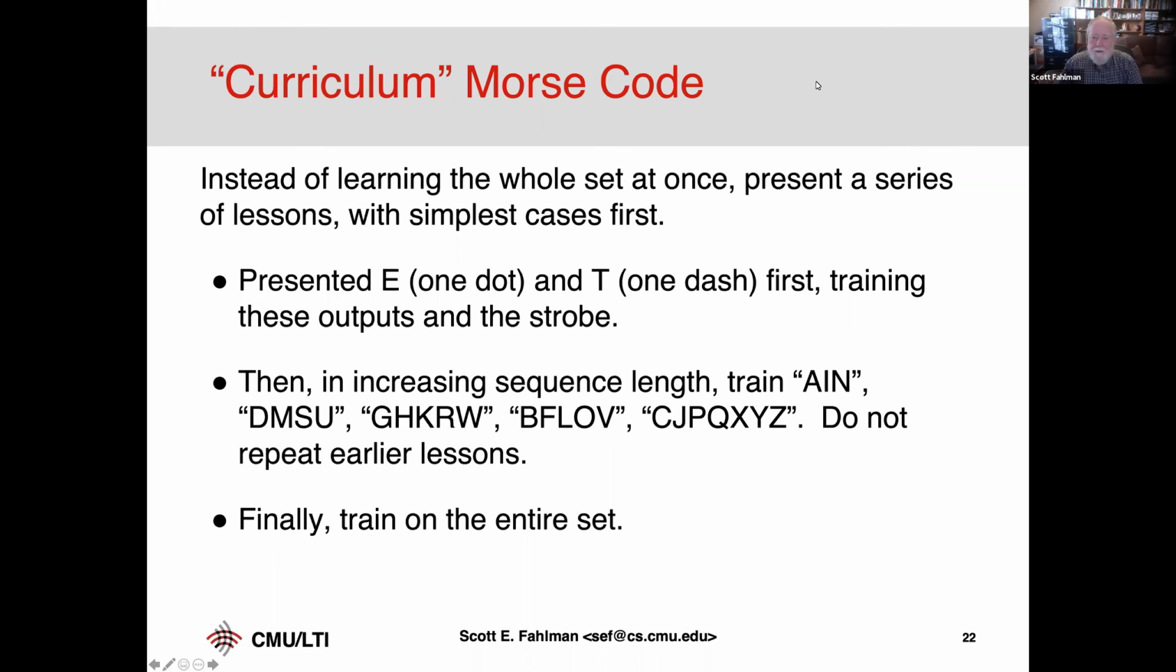And it occurred to me that we might try curriculum learning on this problem. So instead of learning the whole set at once, we present a series of lessons with the simplest cases first. So E and T are the shortest ones. E is 1, 0, T is 1, 1, 0 with the extra 0 at the end. So this is 3, this is 4. We trained it up to learn these, just one or the other. And then when it was doing that perfectly, we increased the sequence length.